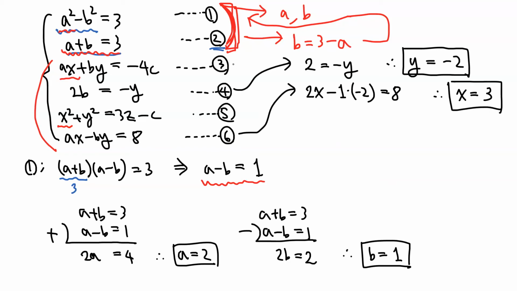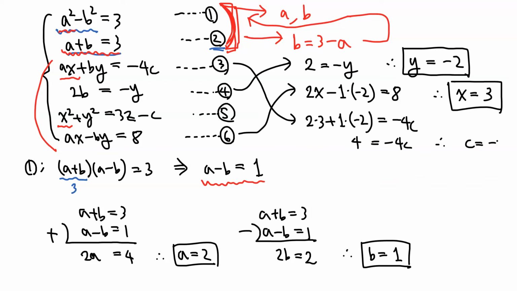Right, so now let's move to the third equation. The left-hand side is 2 times 3 plus 1 times minus 2. That equals 4c. So we have 4 equals minus 4c, and therefore c equals minus 1.